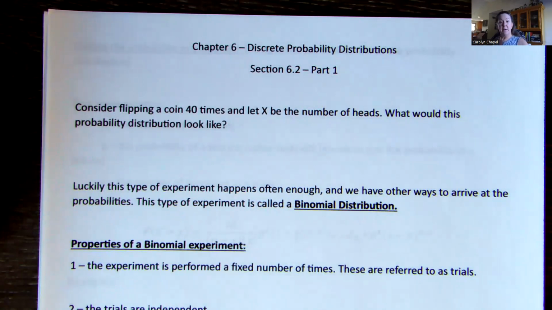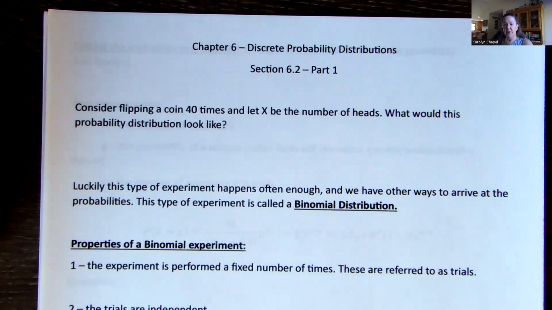Okay, we are still talking about a discrete situation. And we're going to start off, and let's consider flipping a coin 40 times, and we're going to let X be the number of heads. What would this probability distribution look like? Well, we did it in 6.1. We flipped it twice. And X took on the values 0, 1, and 2. We drew our sample space and got our probabilities from there.